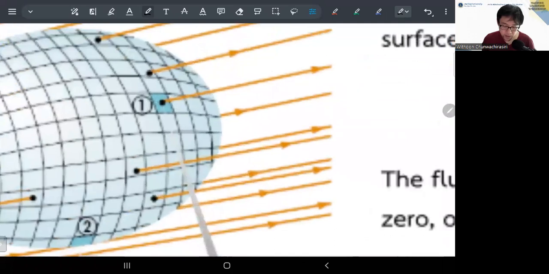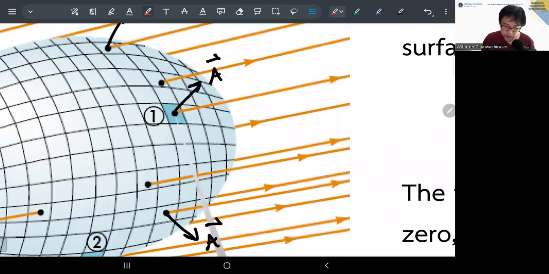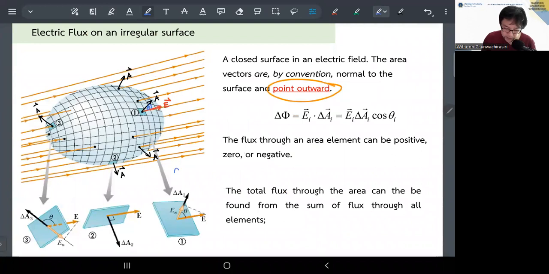Look at location number 1 again. The electric field vector is still pointing to your right, and the area vector is still pointing toward your right a little bit. So it makes a little bit of an angle, but the angle theta is still less than 90 degrees. So in this case, if you want to do flux on the surface, number 1 is going to be E dot A, which is EA cosine theta. And theta is still less than 90 degrees. No matter what you have, you're going to have a positive value at the end. Cool? Nice.